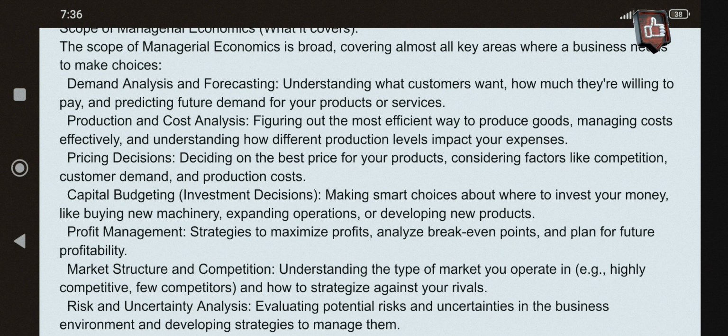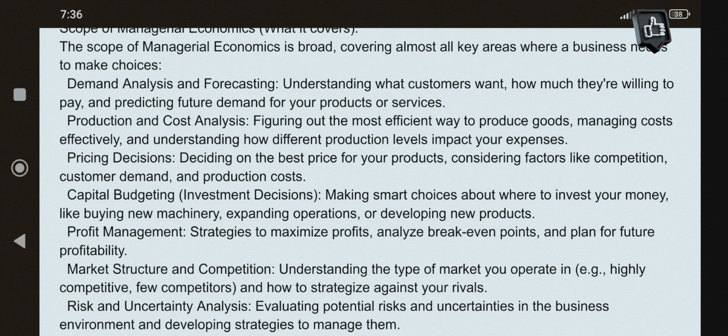Pricing decisions. Deciding on the best price for your products, considering factors like competition, customer demand, and production costs. Capital budgeting. Investment decisions. Making smart choices about where to invest your money, like buying new machinery, expanding operations, or developing new products. Profit management. Strategies to maximize profits, analyze break-even points, and plan for future profitability.